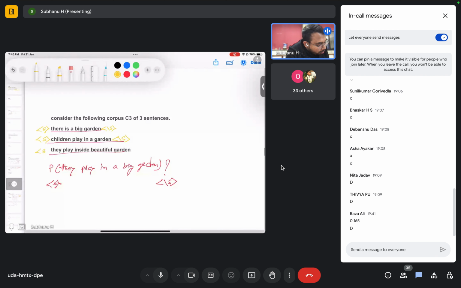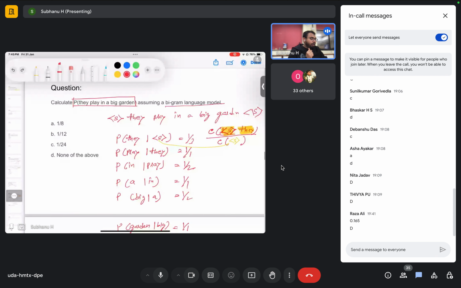At the beginning of the sentence, only one time, is "they". This appeared only one time. But the beginning of the sentence appeared one time, two times, three times. Am I able to make you understand what is happening? Okay, yeah. So that's why this is 1/3. Like this, I have calculated all of these and then multiplied all of them and got the answer of 1/2. Okay, so this is the thing.